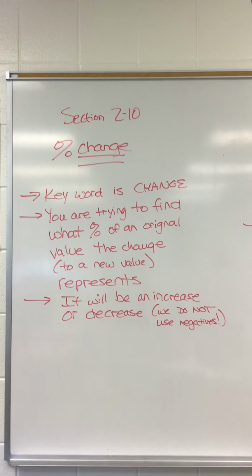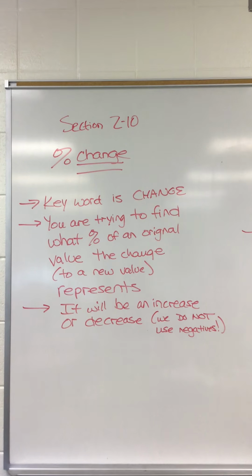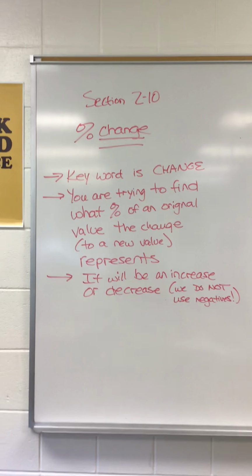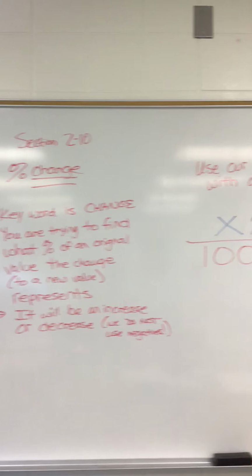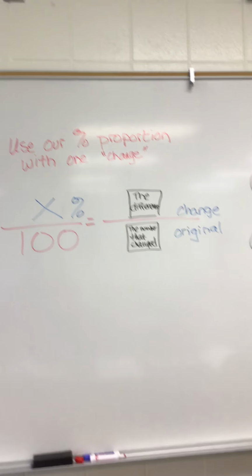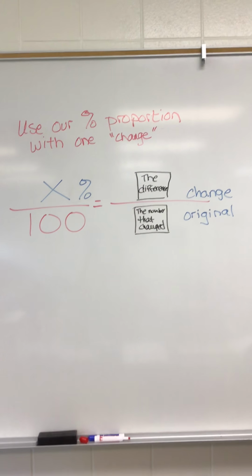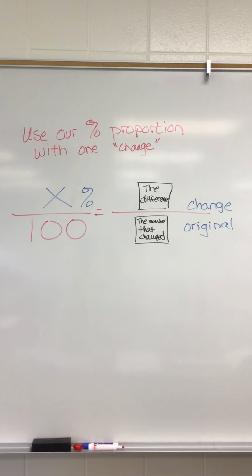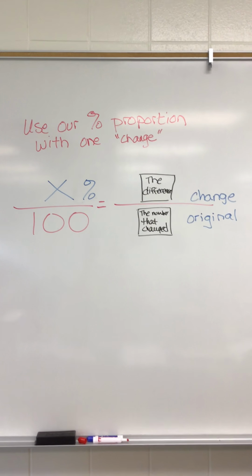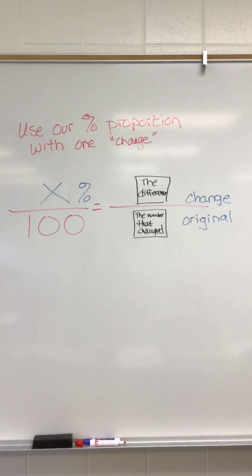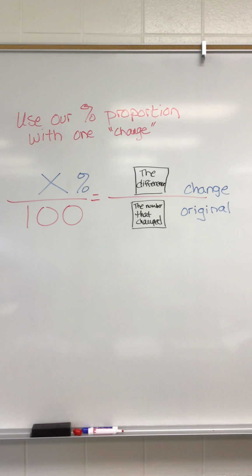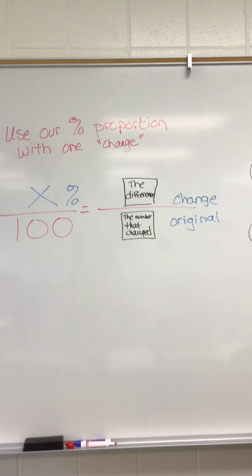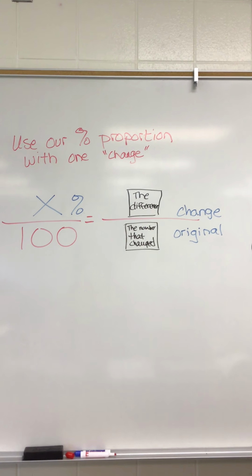So again, we're looking for a percent change between two numbers. How we're going to do that is the exact same thing we did in 2.9, which is our percent proportion, but we're going to have a little change in our percent proportion. Our x is going to go in the percent spot all the time because we're always looking for a percent when we're looking for a percent change. And instead of writing the word "of" underneath the equal sign, we're going to write the word "change" at the numerator, and we're going to write the word "original" at the denominator.